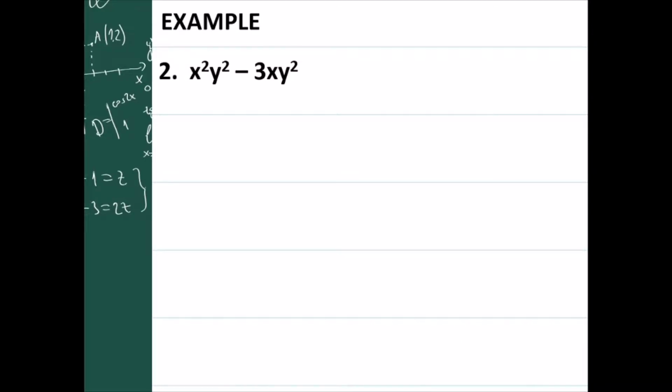Example number 2. Factor x squared y squared minus 3x y squared. So our GCF is x y squared. Remember that in determining the GCF of the variable, find the variable with the lowest exponent which appeared in each term.